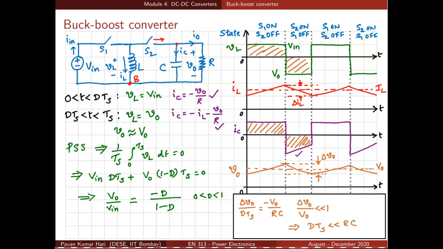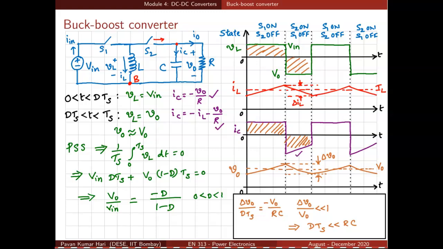What is the peak to peak value of the output voltage delta VO? It is equal to the charge gained by the capacitor in the first interval, or the charge lost by the capacitor in the second interval, divided by the value of capacitance C. So looking at the first interval, the capacitor current is minus VO by R, and minus VO by R times dTs will be the charge, and divided by C will be the voltage ripple at the output.